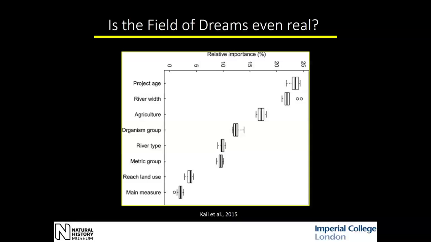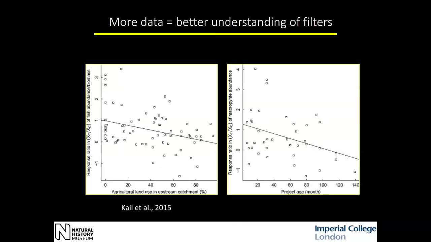So we have project age here having a really big effect, river width, agriculture, organism group, and also the metrics used. So it really emphasizes that perhaps we're putting too much on this theory of the Field of Dreams. And further still, you can see specific examples.